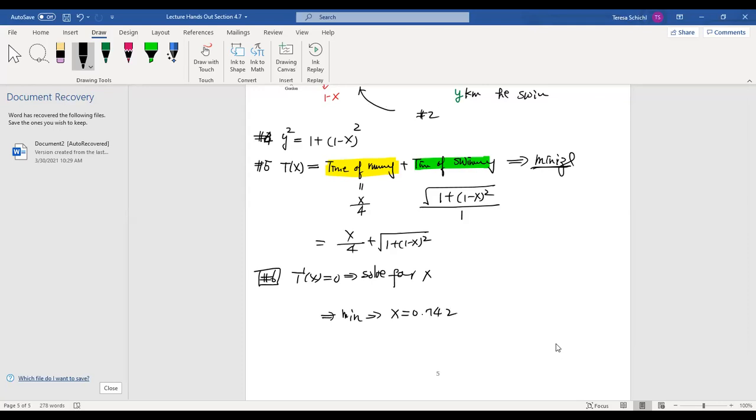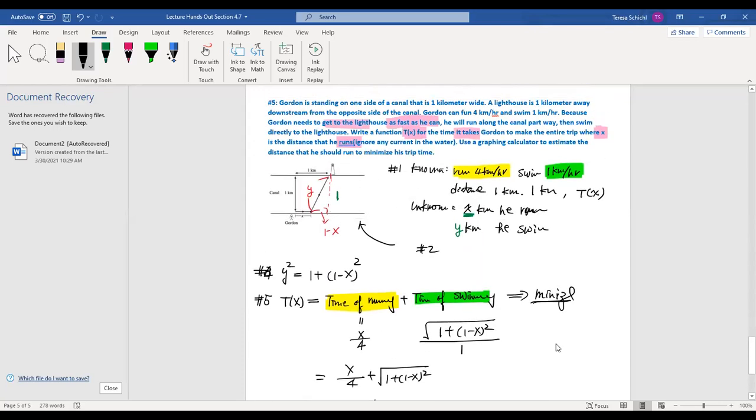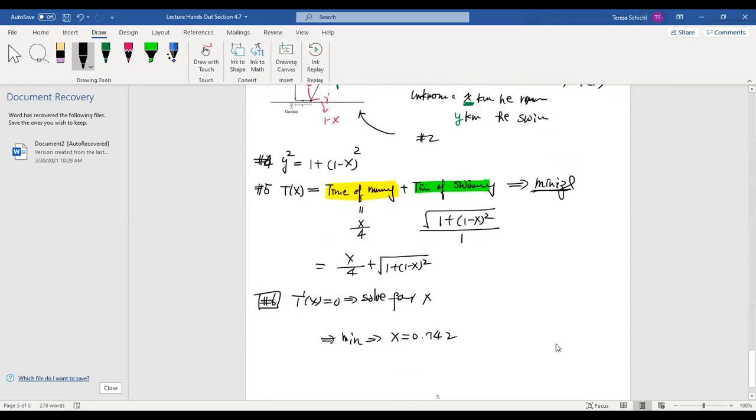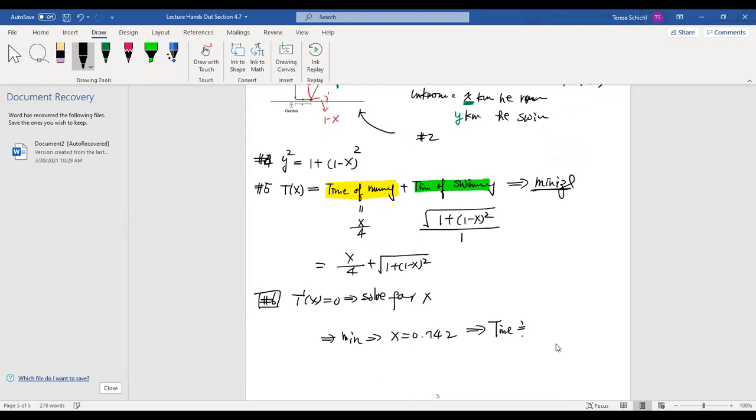That means for Gordon, it's best for him to run 0.74 kilometers, and then the rest of it go swimming. This will give him the fastest time. So what is the time here? The time is 1.218 hours, so it's about 1 hour 15 minutes, right?